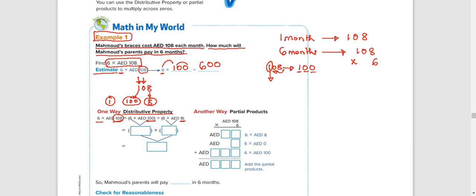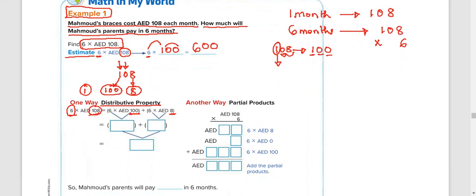So each of these numbers multiplies 6. And now we can have a product. 6 times 100 gives you 600. And 6 times 8 is 48. So finally add these 2 numbers to get 648.